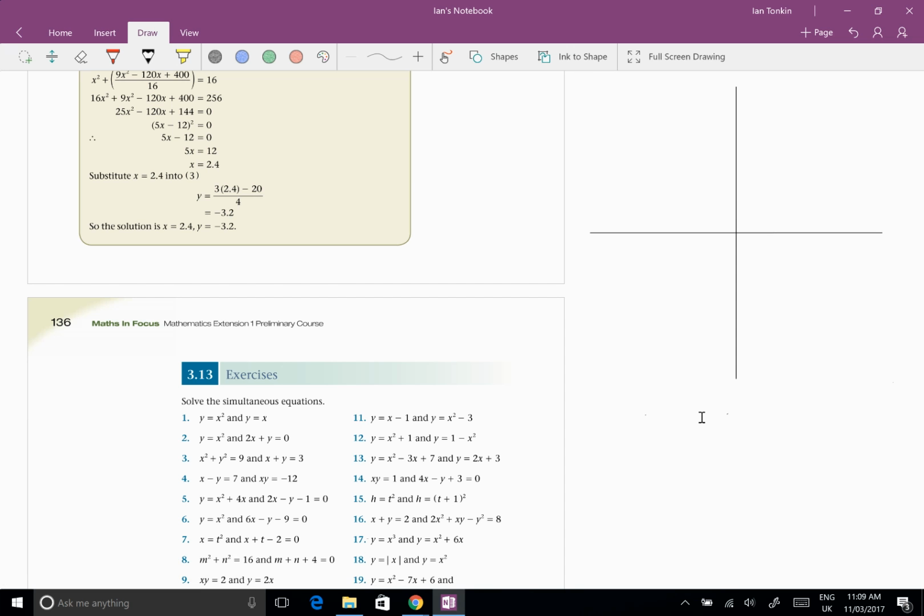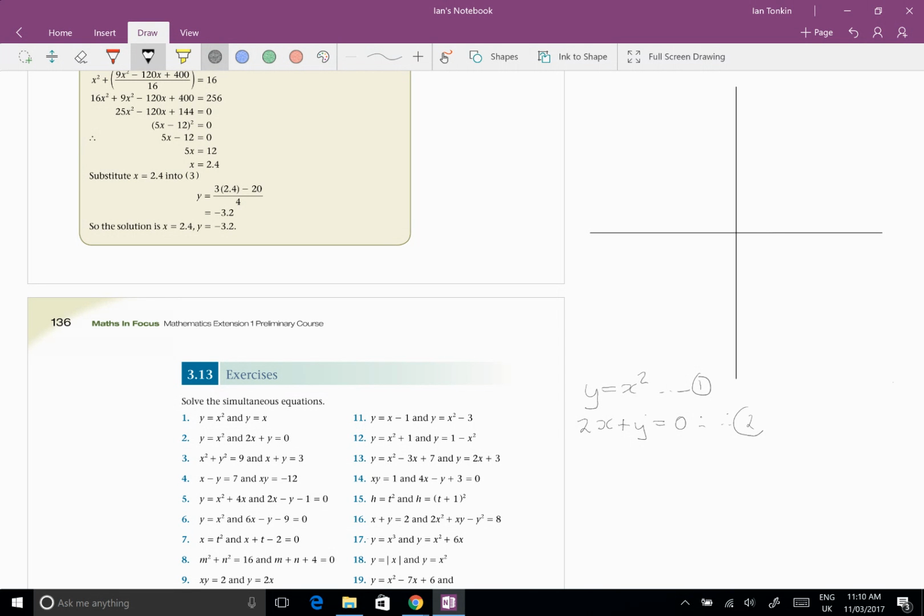All right, so this time I'm going to do question number 2. And the reason I'm going to do question number 2 is because it requires a little bit of algebraic manipulation with the second question. So again, I'm going to write the first equation. So y equals x squared. Call that equation number 1. And I'll write the second equation as 2x plus y equals 0. And I'll call that equation number 2.